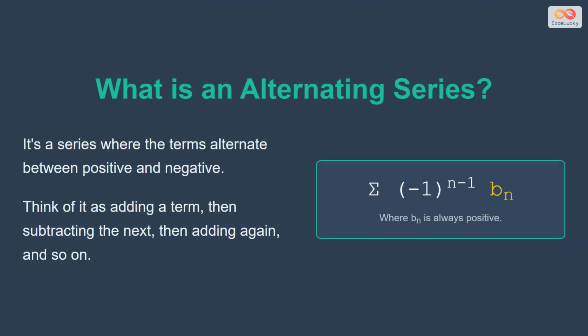First, what exactly is an alternating series? It's an infinite series where the signs of the terms switch back and forth. For example, the first term is positive, the second is negative, the third is positive, and so on. The general form is the sum of (-1)^(n-1) times b_n, where b_n represents the positive part of the term.